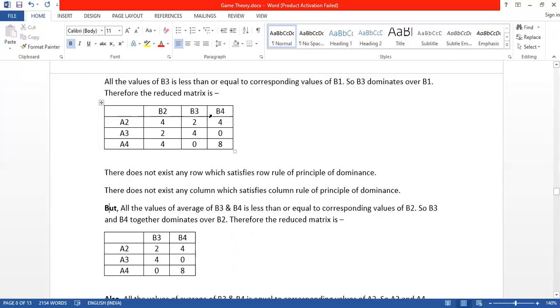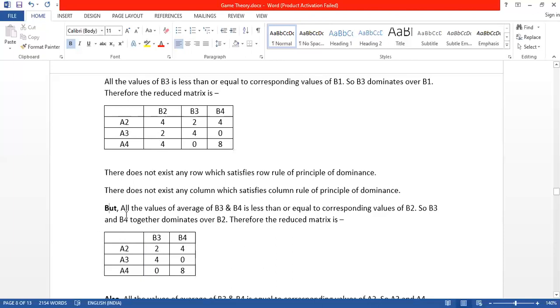For example, 2 plus 4 is 6, divided by 2, that means the value is 3, right? I'm taking the average. So 3 is less than 4. 4 plus 0 divided by 2 is 2, which is equal to 2. 0 plus 8 divided by 2 is 4, which is equal to 4, right? That means if we take these two columns together and take the average, we find that the average values are either less than or equal to the corresponding values of B2.